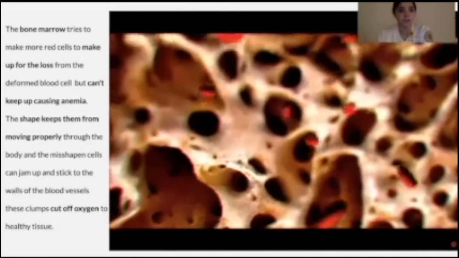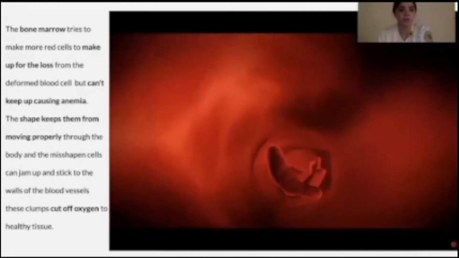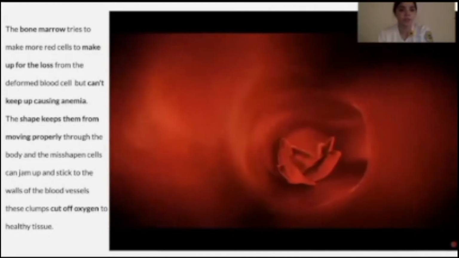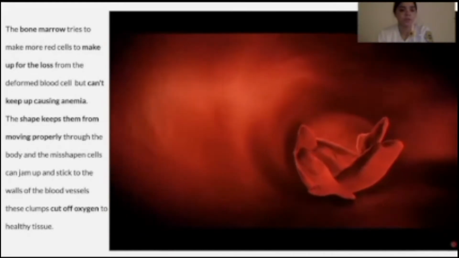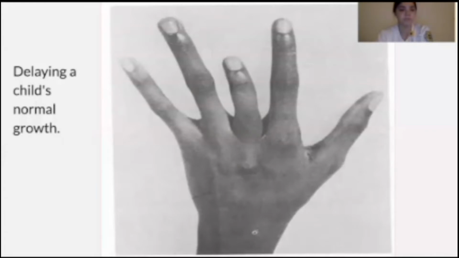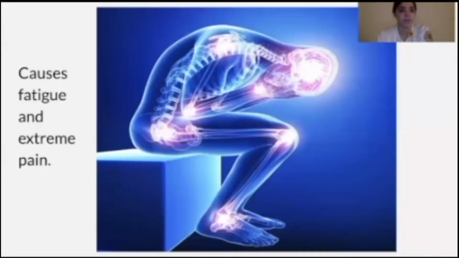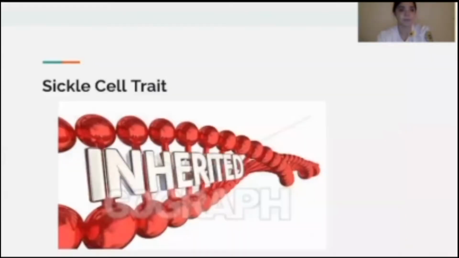The shape keeps them from moving properly through the blood, and the misshapen cells can jam up and stick to the walls of the blood vessels. These clumps cut off oxygen to healthy tissue. It delays a child's normal growth. It causes fatigue and extreme pain.